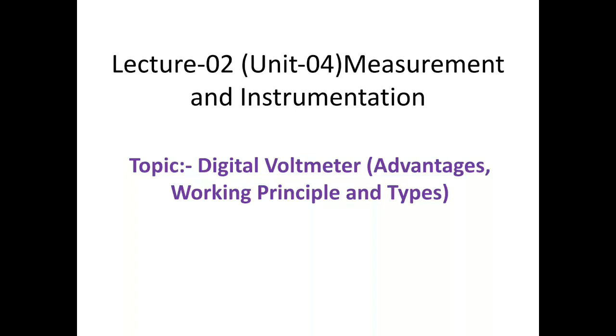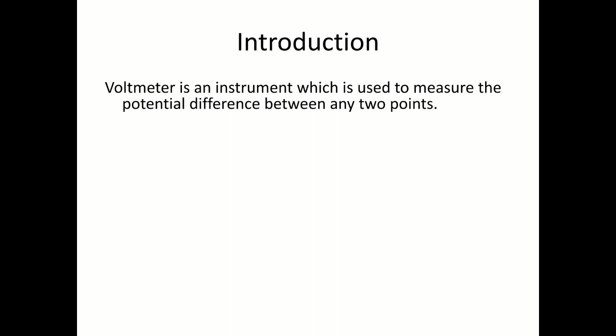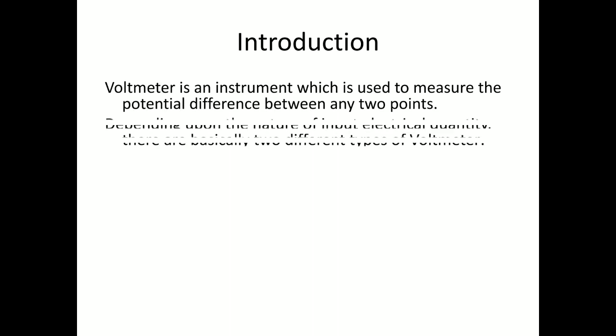In this lecture, we are going to discuss another topic from unit number 4, that is digital voltmeter: advantages, working principle, and what are the types of digital voltmeter. So what is a voltmeter? As we know, a voltmeter is nothing but an instrument which is used to determine the magnitude of potential difference between 2 points.